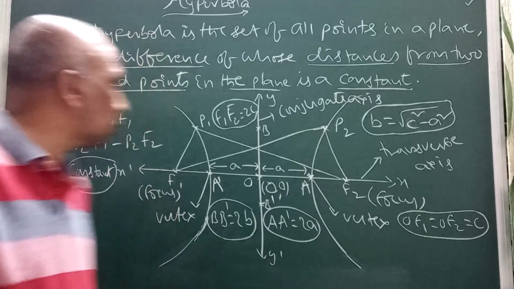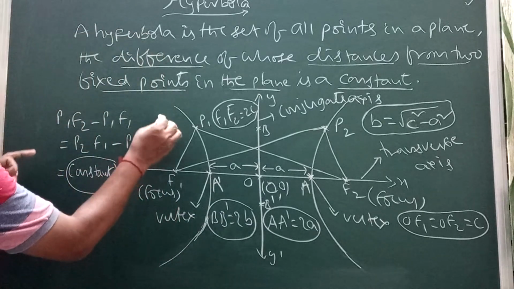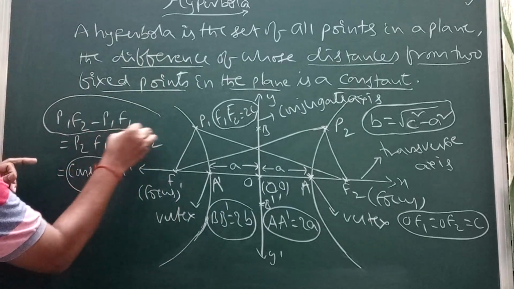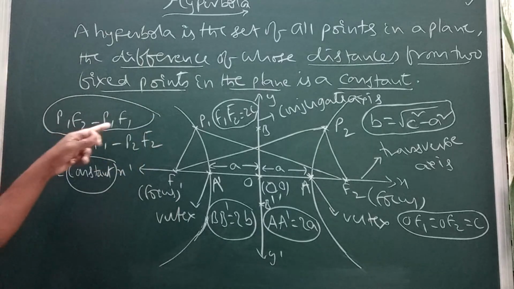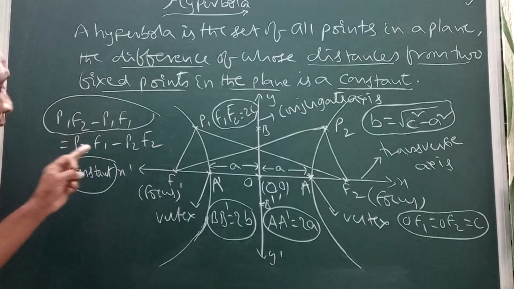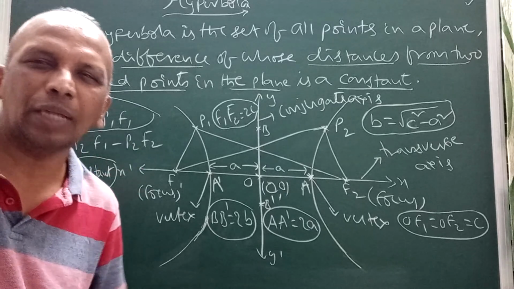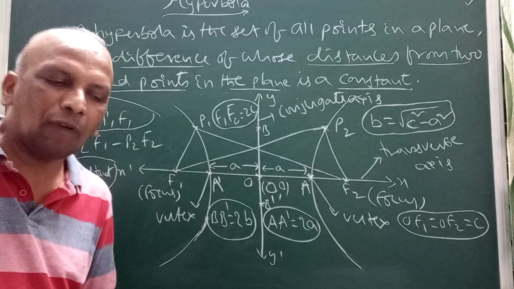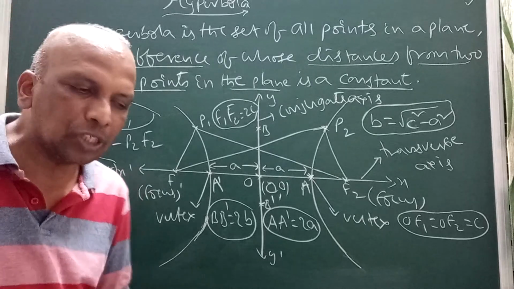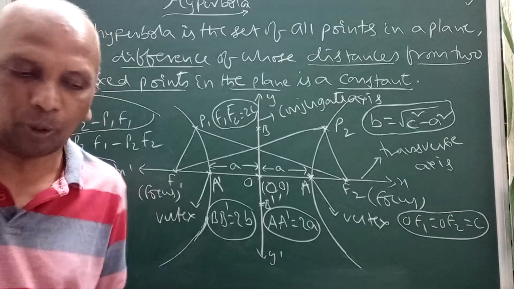Now I am going to explain how we get this as a constant: P1F2 minus P1F1 is also equal to P2F1 minus P2F2, which is constant. That I am going to explain now. After that, I will explain the eccentricity and the standard equation of the hyperbola.